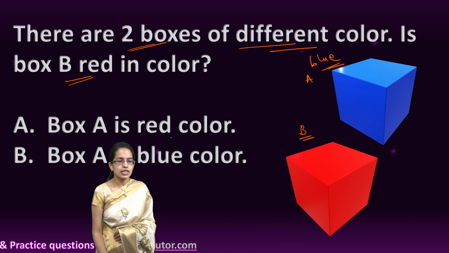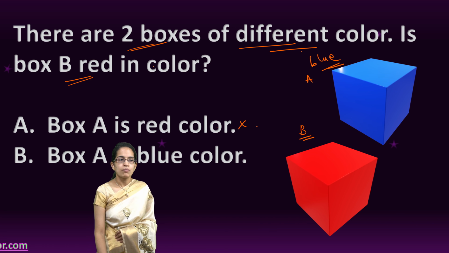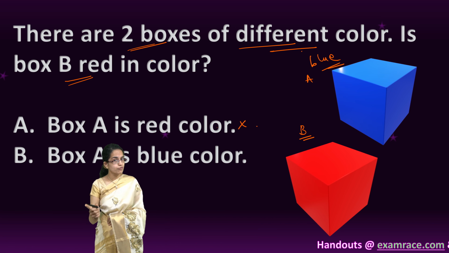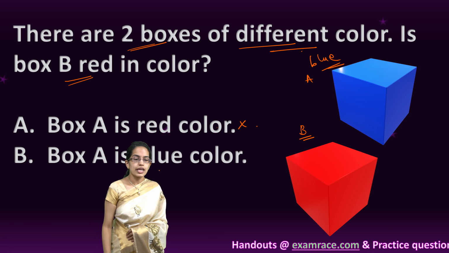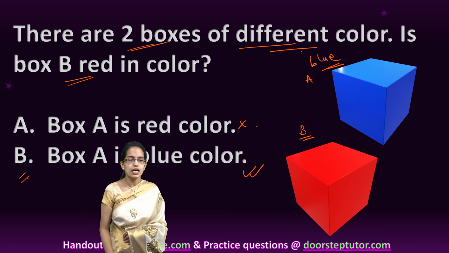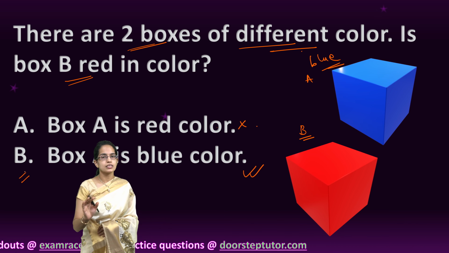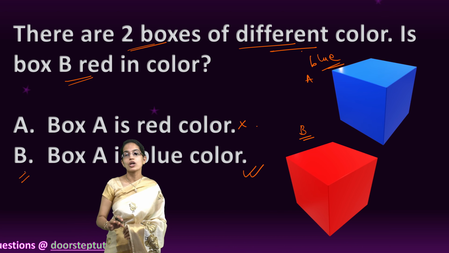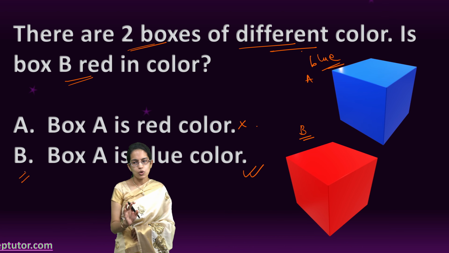So my box A is red in color. That is wrong, because if that is true, box B cannot be red, because both the boxes have to be of different color, and box A is blue in color. That is correct. That means statement B alone is sufficient to answer this question. I do not need both the statements, and it's also not a non-solvable problem. It can be solved easily.